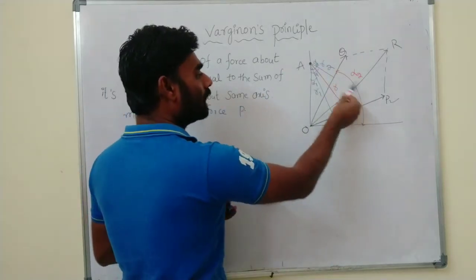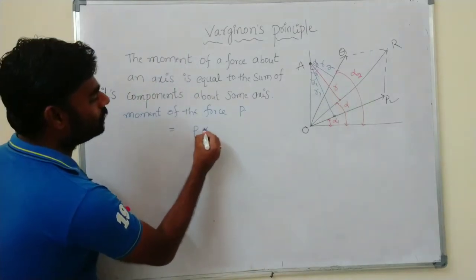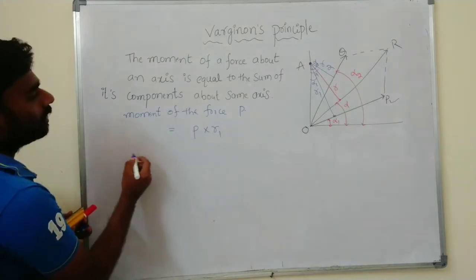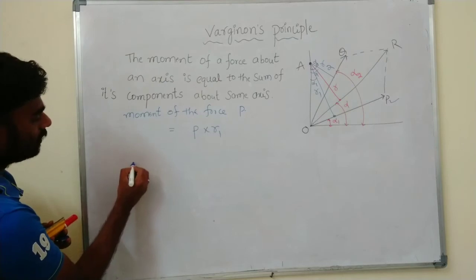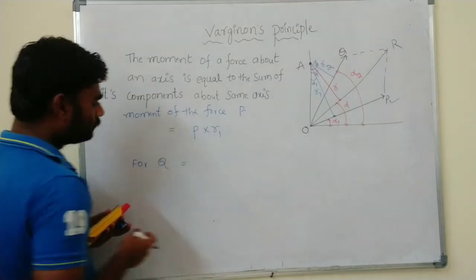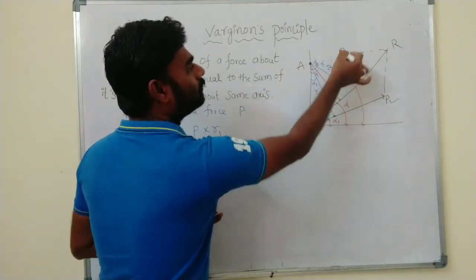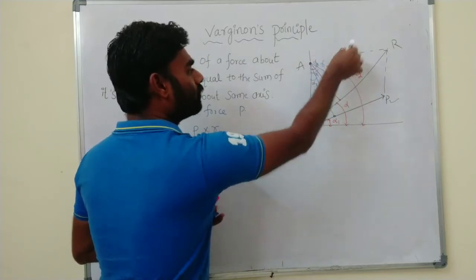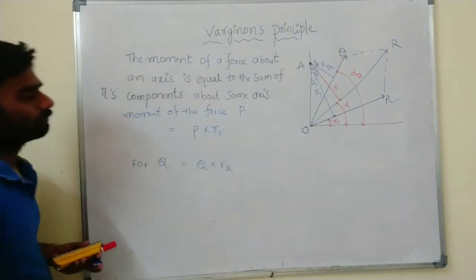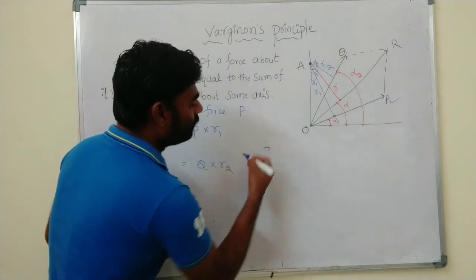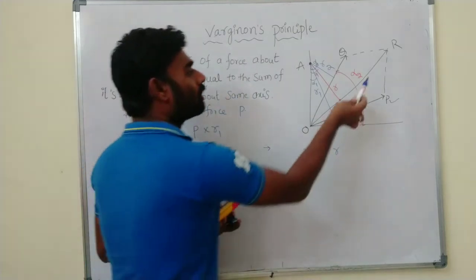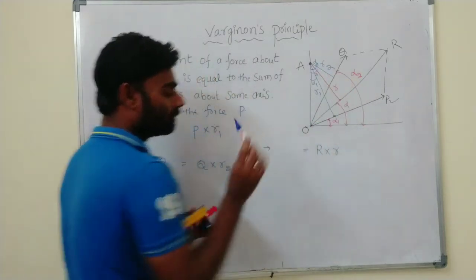Okay, so this force and perpendicular distance, this force into distance is R1. Similarly for Q, this force is Q, distance is R2, and force into distance is the moment. Now I am taking Q into R2. For the resultant force, R into small r. So R is the force and the perpendicular distance is small r.